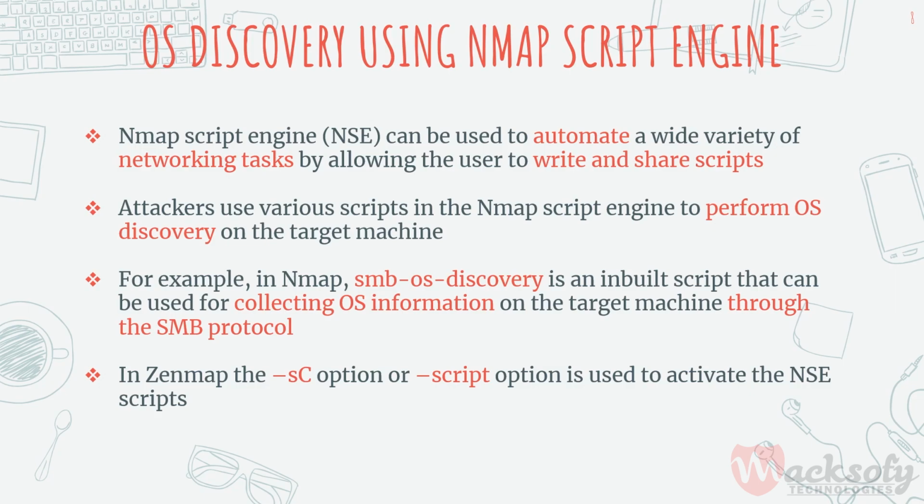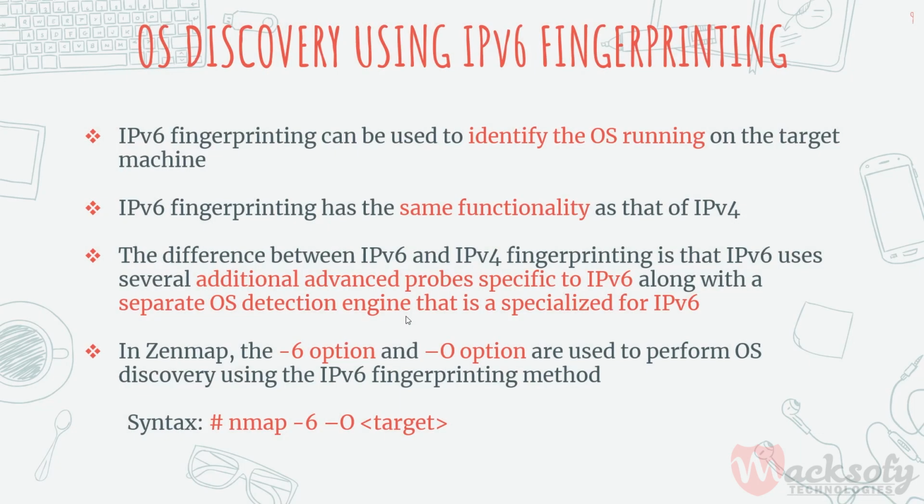We can even use Nmap's NSE scripts to perform operating system discovery using the services open on the target machine. Some of them being the SMB OS discovery script, which can help us know the operating system through the SMB protocol. We can even do the operating system discovery using IPv6 addresses by specifying the -6 before the target IP address or even the target host name.